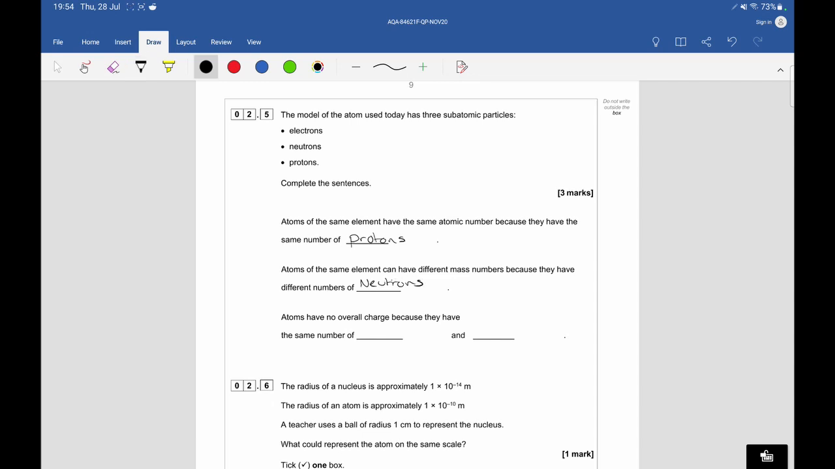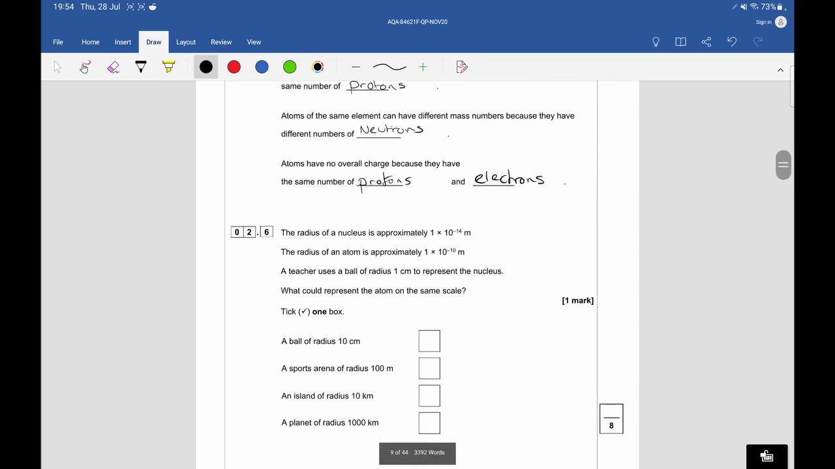Because the mass number is the number of protons and neutrons, we know the number of protons must be the same, so it has to be the number of neutrons that changes in an atom to affect its mass number. Atoms have no overall charge because they have the same number of protons, which are positive, and electrons, which are negative, that balance out that charge overall, and that's what those answers should be.